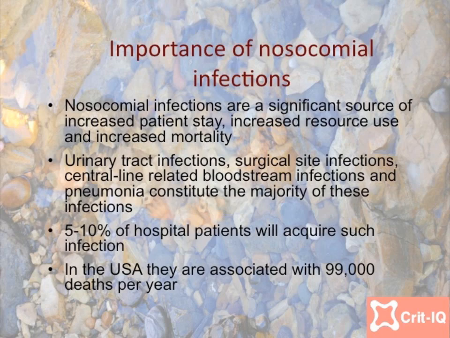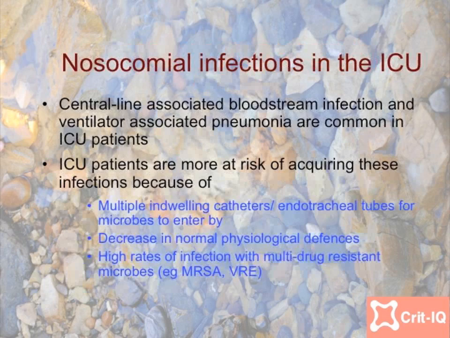It's estimated that up to 10% of hospital patients will acquire an infection during their hospital stay. And given numbers in the US, they're actually associated with nearly 100,000 deaths per year, so they're very significant. In the intensive care, central line-associated bloodstream infections and ventilator-associated pneumonia are the two commonest causes of nosocomial infections.